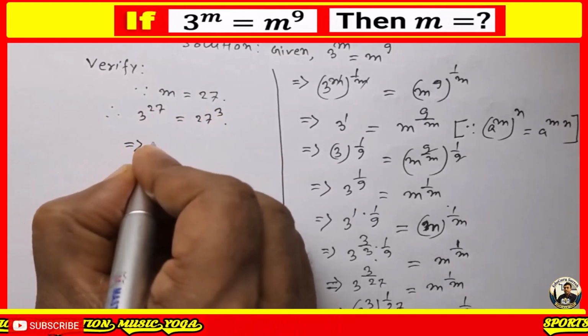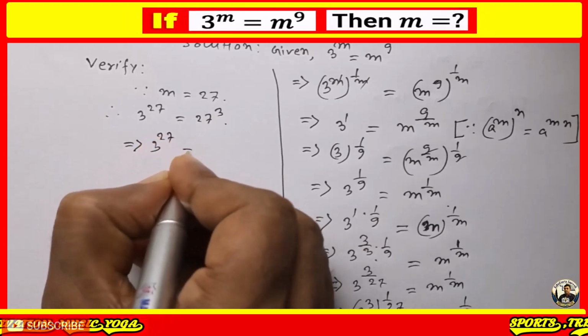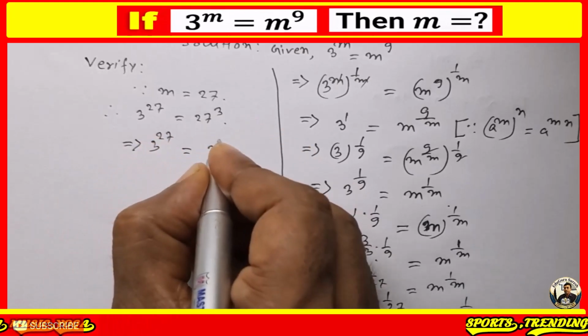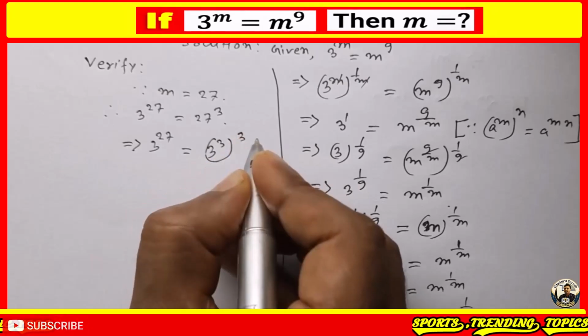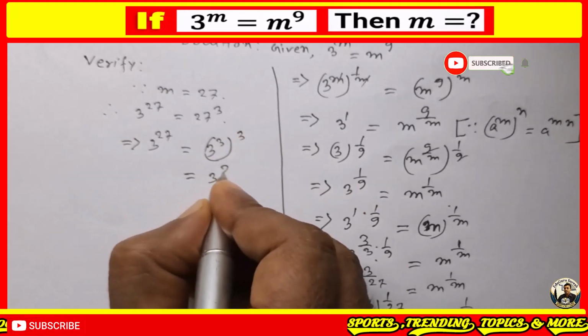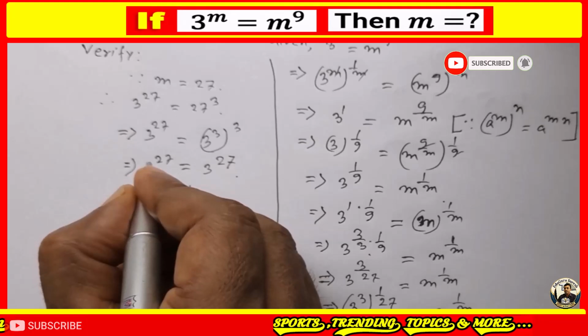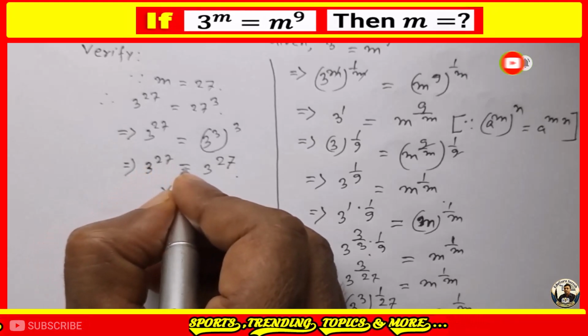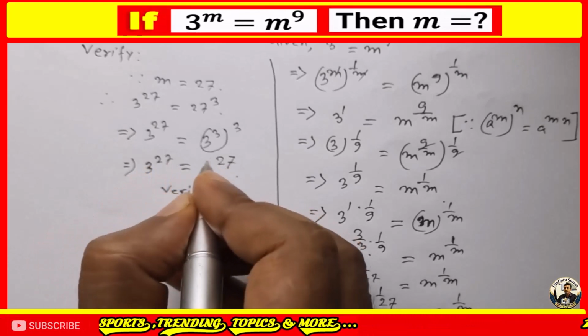Since m equals 27, therefore 3 to the power 27 equals 27 to the power 3. 3 to the power 27 equals (3 to the power 3) to the power 3 equals 3 to the power 27, or 3 to the power 27 equals 3 to the power 27.